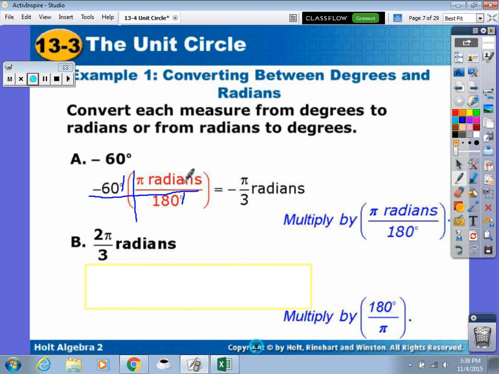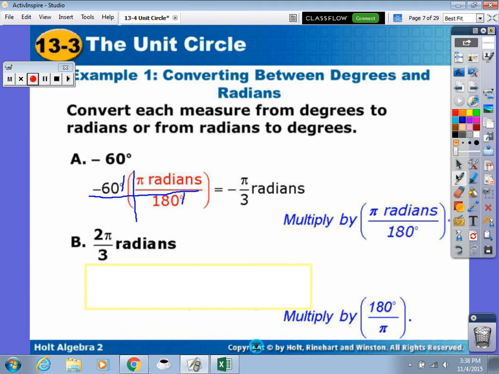And you'll notice that we keep the pi radians, and we're not going to multiply by a value of pi. We're going to keep that value of pi there since that is a non-repeating decimal. We're never going to really change that. So we're going to keep that as an exact answer.